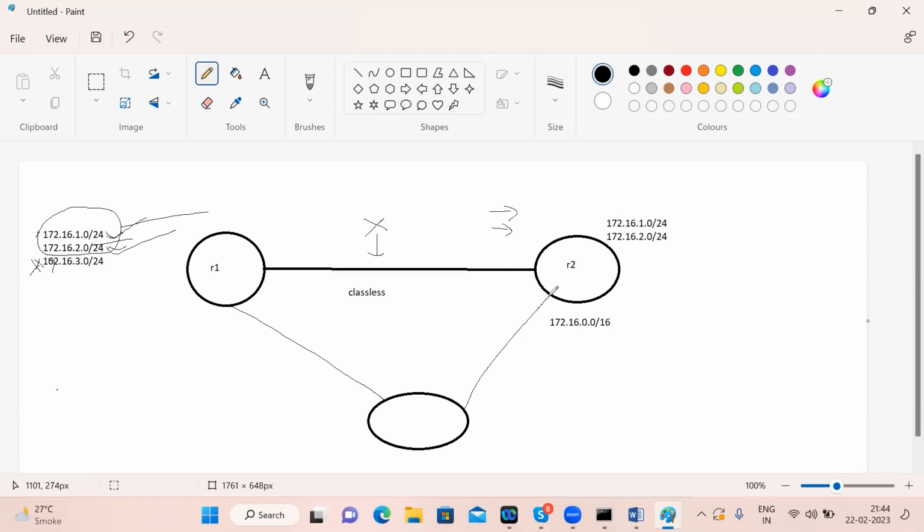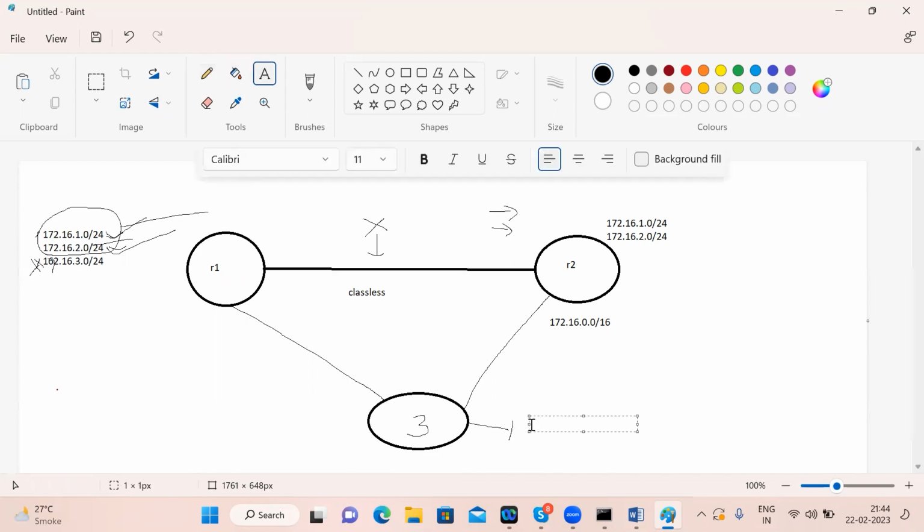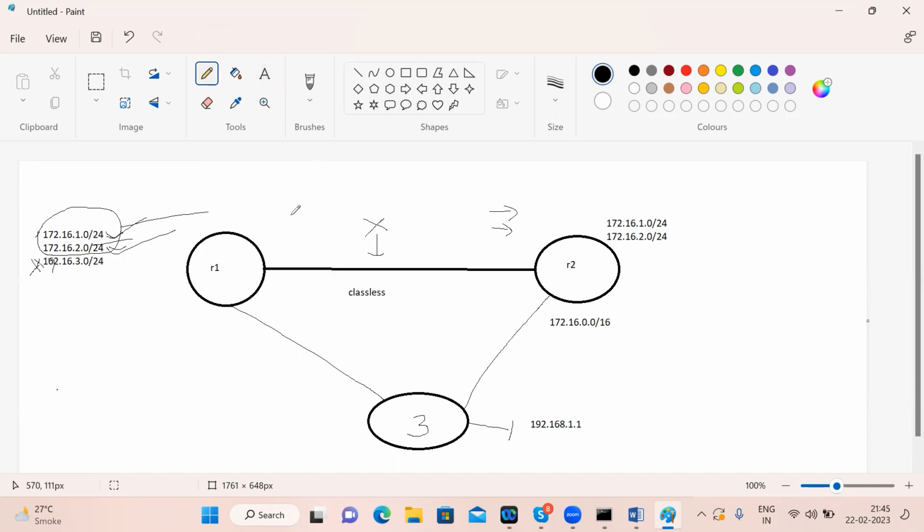Okay, you have three routers: router 1, router 2, and router 3. On router 3, you have a network, for example, 192.168.1.1. Through static routing protocol on router 1, you have decided to reach it via this path. You have to configure it manually in static. So what have you decided to reach via this path?